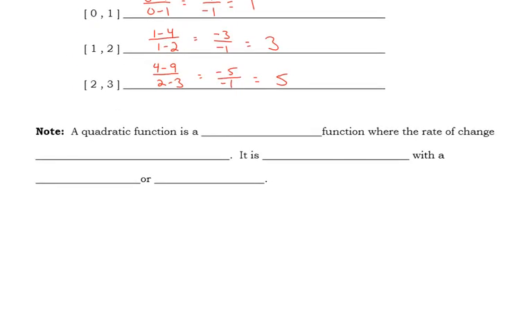Okay, a quadratic function is a nonlinear function because it doesn't create a straight line, where the rate of change is not constant. It is a symmetric function, meaning we can cut it in half and have a mirror image on each side of that line that I used to cut it in half. And quadratic functions have a minimum or a maximum value.